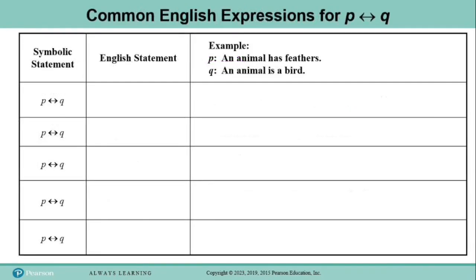Okay, let's look at some of the different ways that the English statement can appear when you have a biconditional statement. And as our example this time, we'll use statement P, an animal has feathers, and statement Q, an animal is a bird.